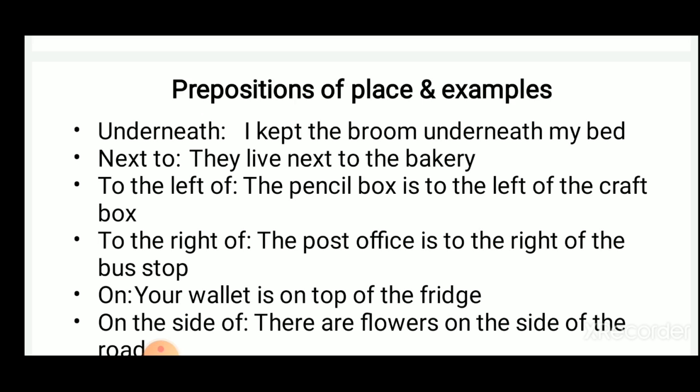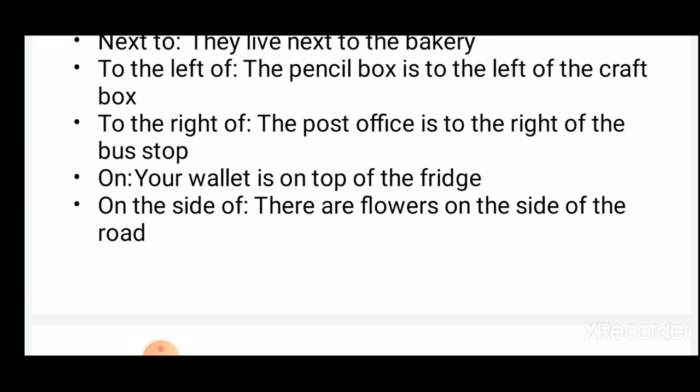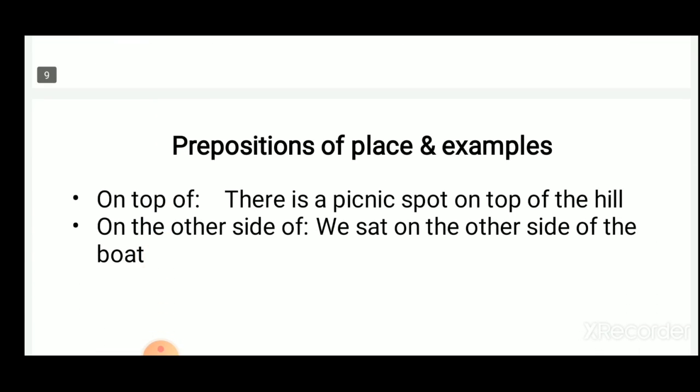On. The most commonly used preposition is on. Your wallet is on top of the fridge. On the side of. There are flowers on the side of the road. Prepositions of place, once again, next slide. On top of. There is a picnic spot on top of the hill.